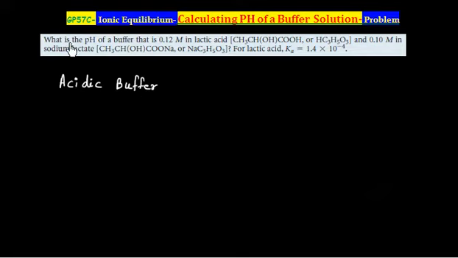Question says, what is the pH of a buffer that is 0.12 M in lactic acid and 0.1 M in sodium lactate? So this means we have to calculate pH of a buffer, and we have been given concentration of lactic acid, that is concentration of acid. So when we have a buffer, we will have an acid, that is weak acid.